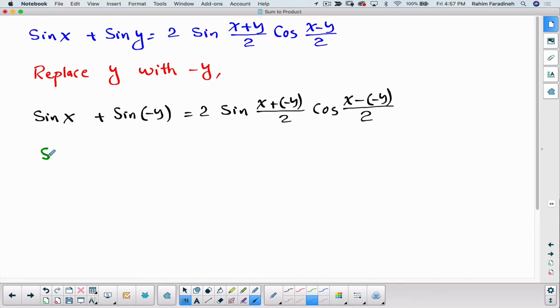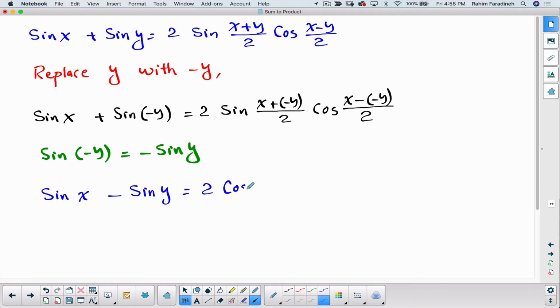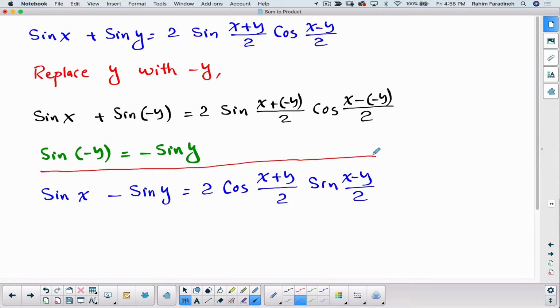We know that sine of negative y is equal to negative sine y. So clean it up. We have sine x minus sine y is equal to, simplifying the other side, 2 times cosine of (x plus y) over 2 times sine of (x minus y) over 2. And this is our second sum to product formula.